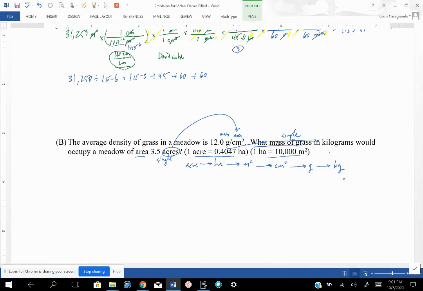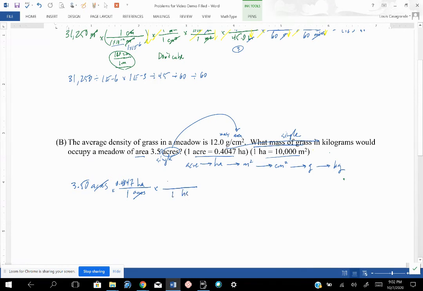So let's get started. We have our area of 3.5 acres. I don't like that. You know what? Let's make it 3.50 just for sig figs. I don't like 3.5 acres. I don't like 2 sig figs. Okay, we're going to multiply by, I'm going to put acres in the denominator, and I'm going to put hectares up top, and 0.4047 hectares in 1 acre. Cancel out the acres. And now I'm going to cancel out hectares in the denominator.